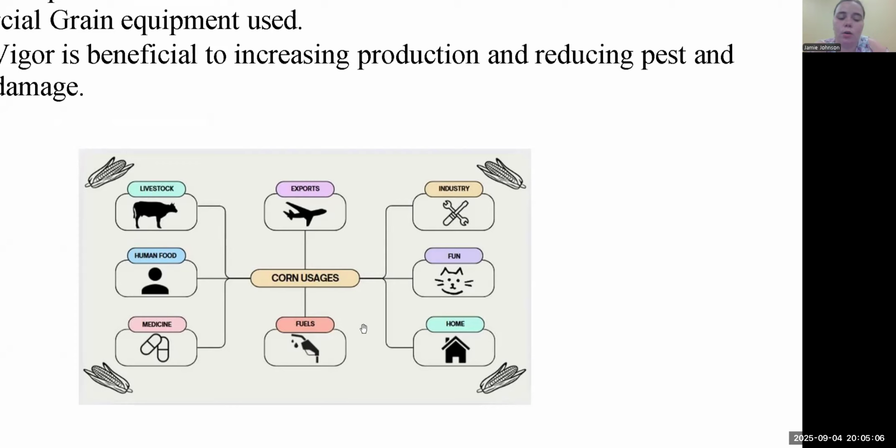We feed it to livestock. We eat it. We use it in medicines. We export it. We use it in fuels, for biofuels and stuff. We use it in our homes sometimes. There's some weird products that actually use corn byproducts, like we can use it for fun.